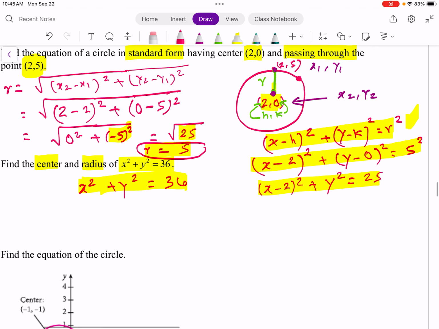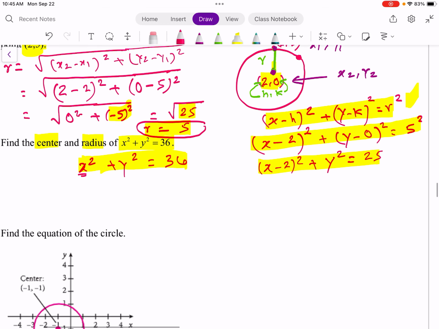So we have x². How can we rewrite this expression in terms of (x − some number)²? Can we rewrite x² as (x − 0)²? Is it the same thing? Right. Let's do the same thing for y². So y² is the same as (y − 0)². Now 36 is the square of 6.